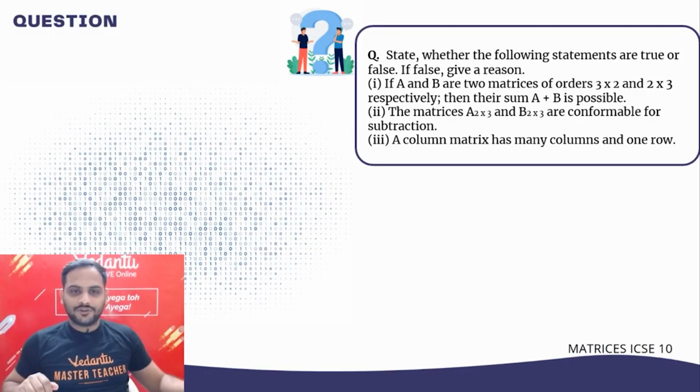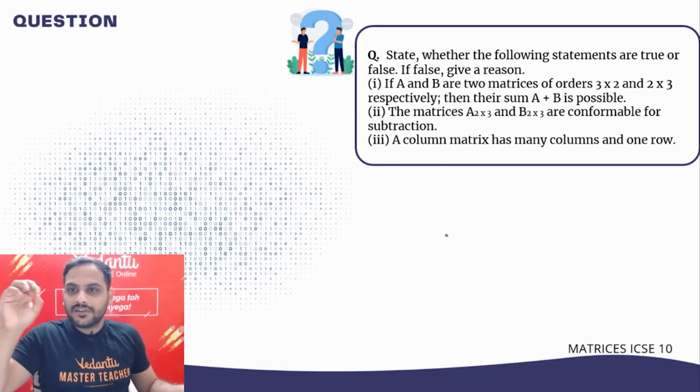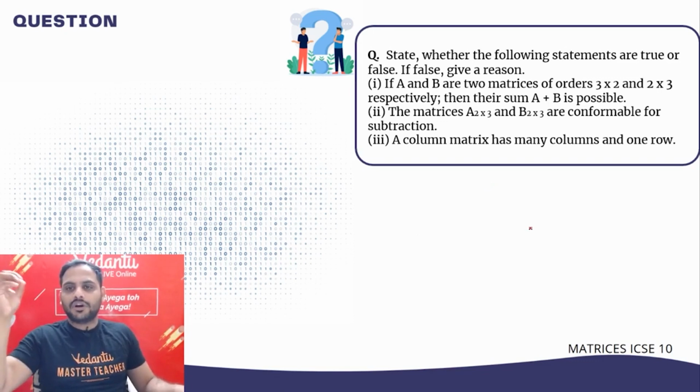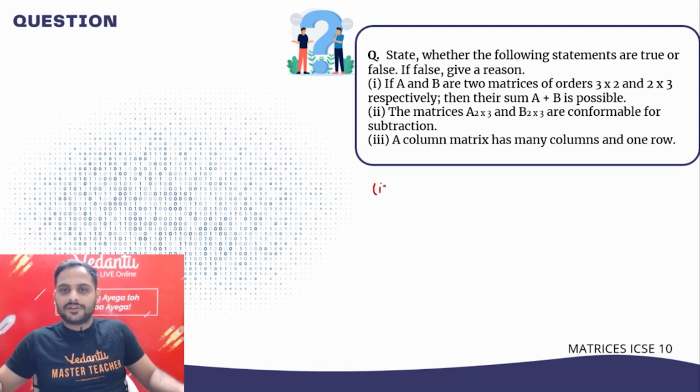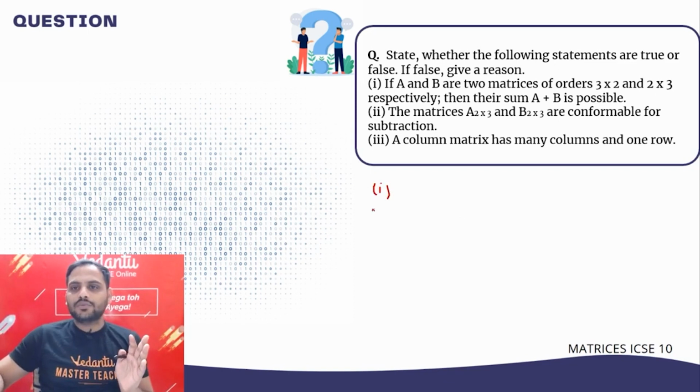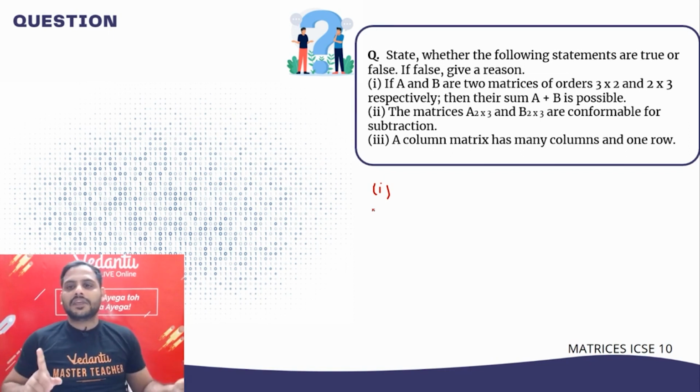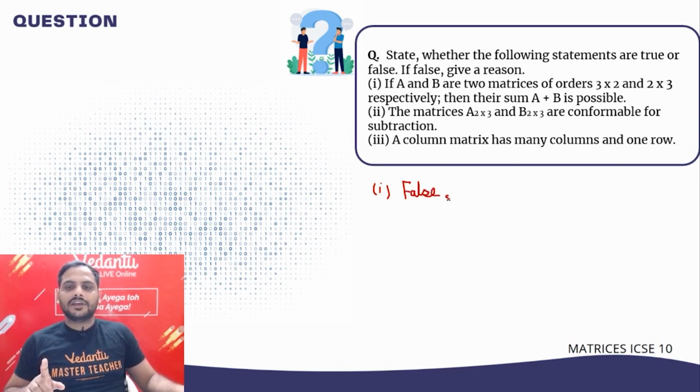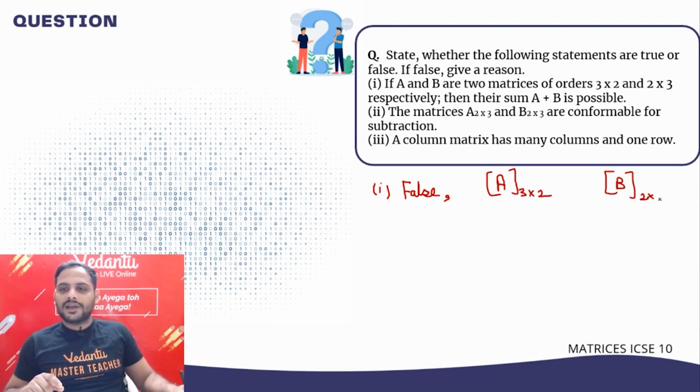All right, now let's go for the question. So guys, first question we have over here: state whether the following statements are true or false. If false, give a reason. The first one: A and B are two matrices of order 3 by 2 and 2 by 3 respectively, then their sum A plus B is possible. I will say it is false. Why, guys? Because we want the order to be exactly the same. If the order of A is 3 by 2 and the order of B is 2 by 3, their addition is not possible. You will not be able to add these two.